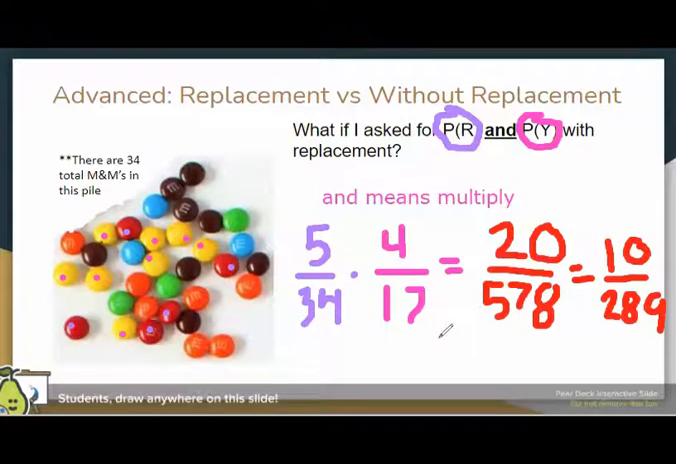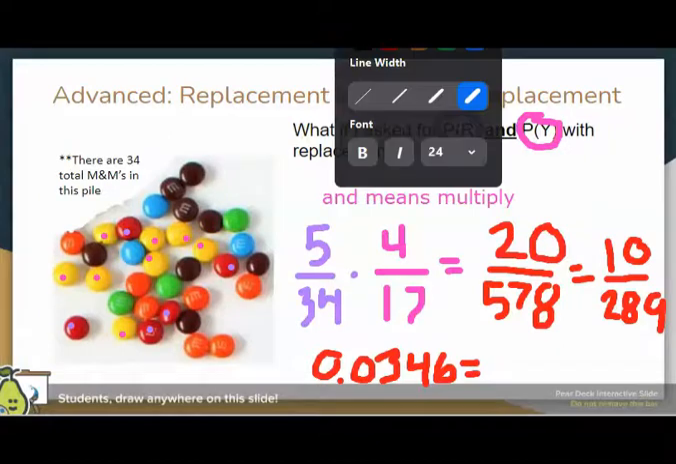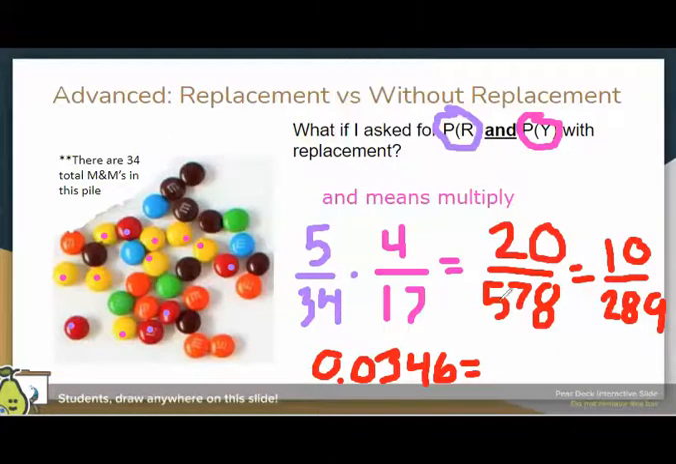So 10 divided by 289. And then we want to turn that into a percent. So I'm going to divide 10 divided by 289, and I get the decimal 0.0346. And so if I want to put that into percentage form, I'll change it to green. I'm going to move this decimal over 2 times.